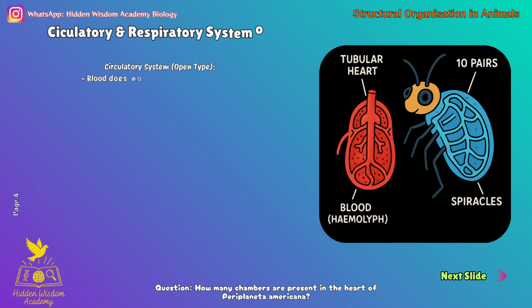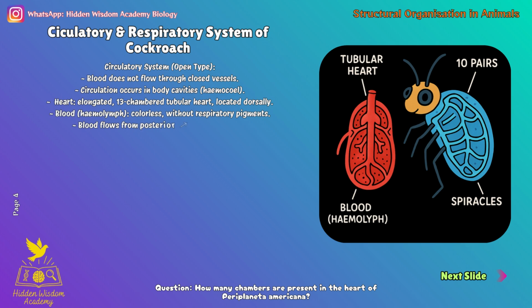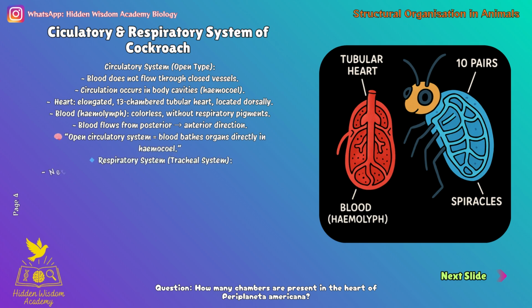Now, let's talk about the circulatory system in cockroach. The cockroach has an open circulatory system. This means blood doesn't flow in closed vessels but directly bathes the organs in the body cavity, called the hemocoel. The heart is a long, 13-chambered tube that pumps blood from the back to the front. The blood, or hemolymph, is colorless and has no respiratory pigments.